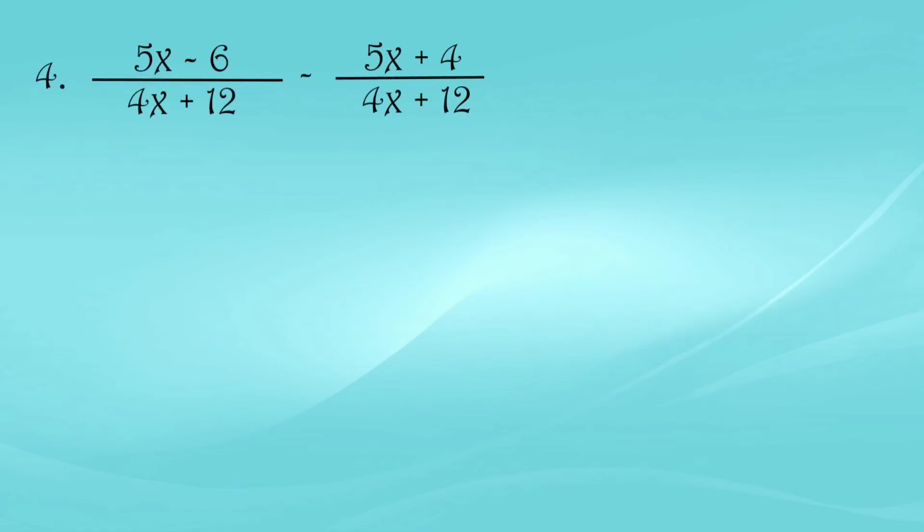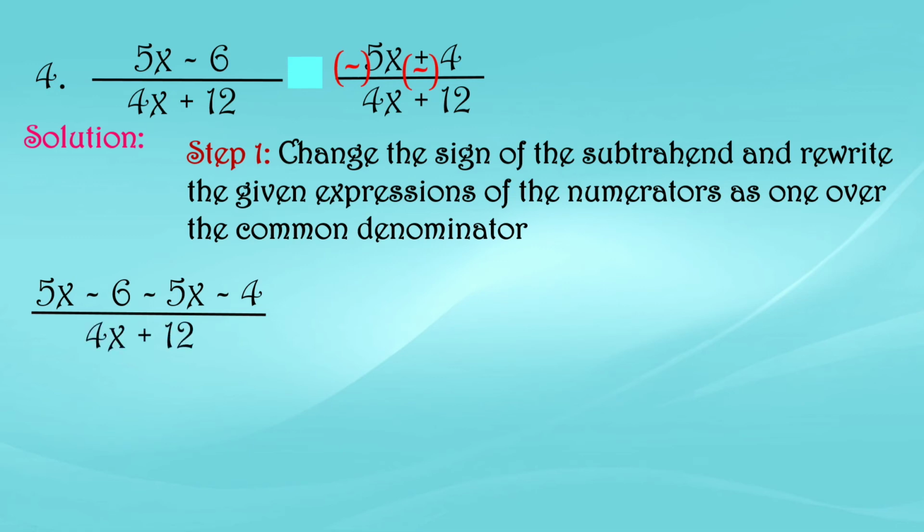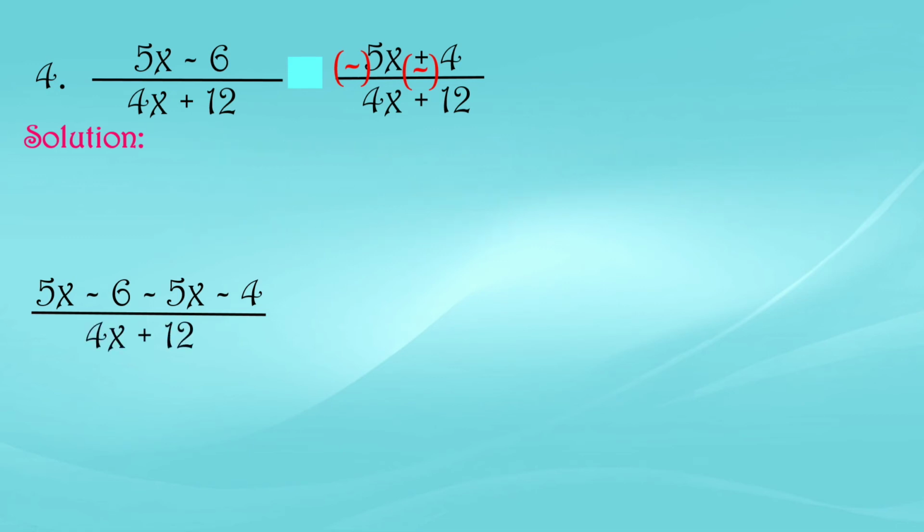Number 4, 5x minus 6 over 4x plus 12 minus 5x plus 4 over 4x plus 12. So, solution. So, change the sign of the subtrahend and rewrite the given expression of the numerators as 1 over the common denominator. So, palitan natin ng sign si 5x at saka si 4. And then, isulat na natin siya lahat. So we have 5x minus 6 minus 5x minus 4 over 4x plus 12.